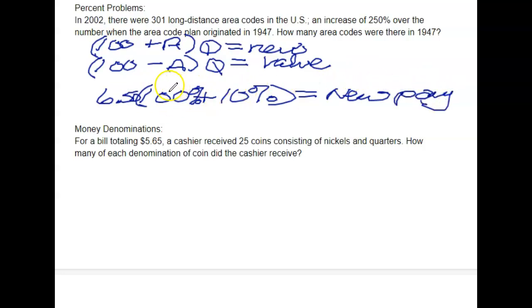As with any percent problems, all of these become decimals. So 650 times 1 plus 0.10 or 1.10 would give me my new pay rate. So you want to think about percent problems in that manner. I'm not going to talk about the money problems because you just did those as a mixture. So we're going to move on to the next ones.